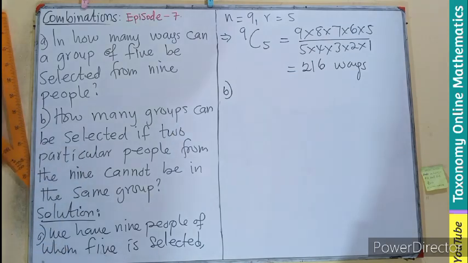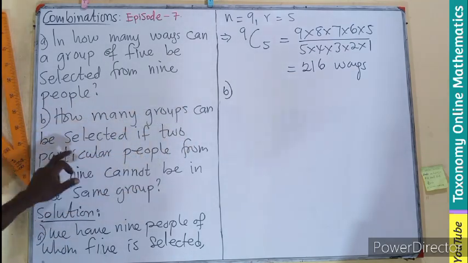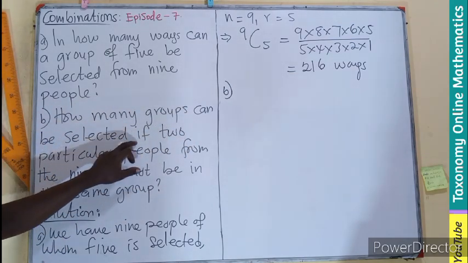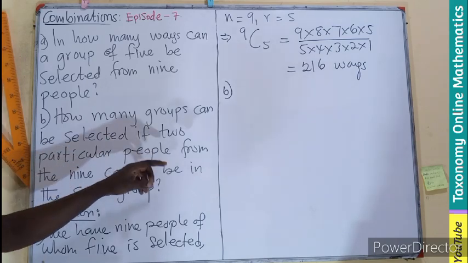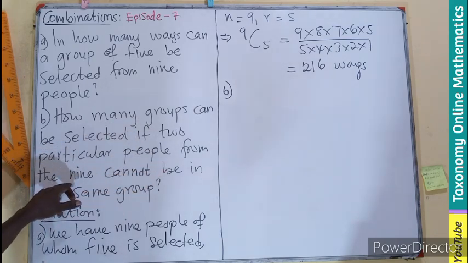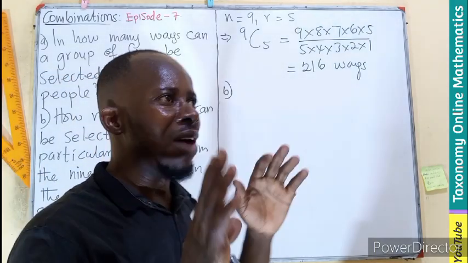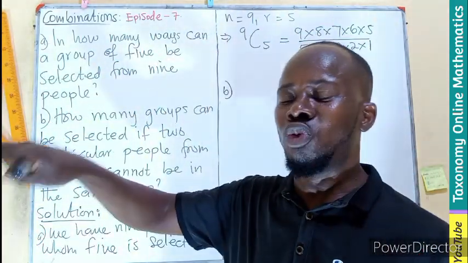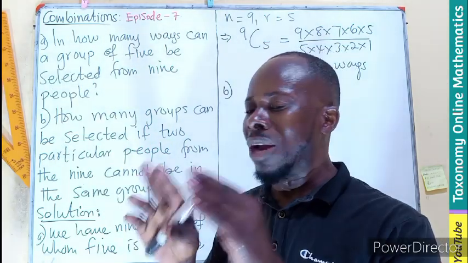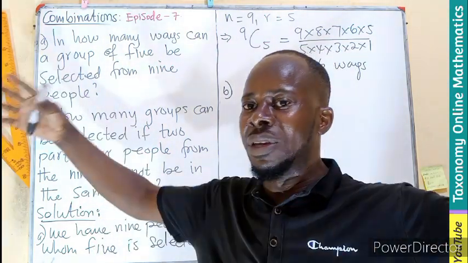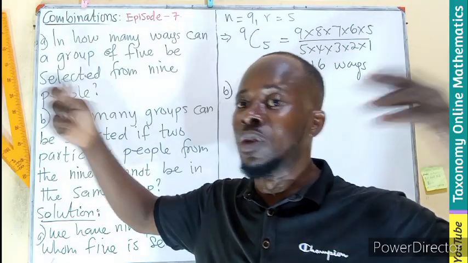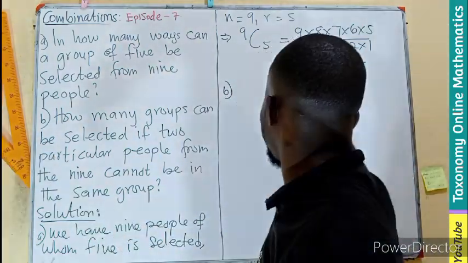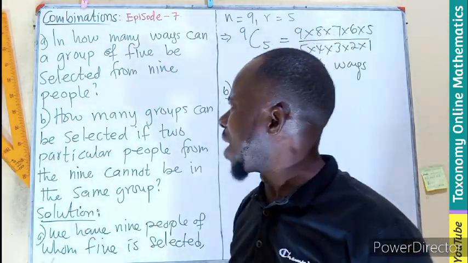We are saying how many groups can be selected if 2 particular people from the 9 cannot be in the same group. So let's say the 9 people are in there, but we have 2 particular people who are not going to be in the same group. It means they are going to be separate. They will belong to separate selections of group.